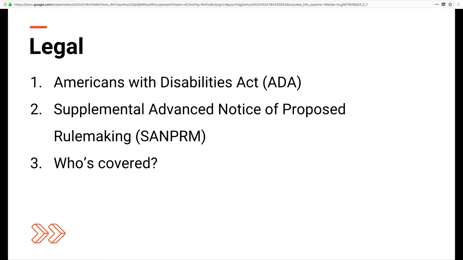And who's covered under this? A wide range of agencies and companies are covered under the ADA. That includes state and local governments, which is a Title II regulation, and also what are meant as public accommodations, which are Title III regulations. And these are essentially any business or nonprofit organization that serves the public.